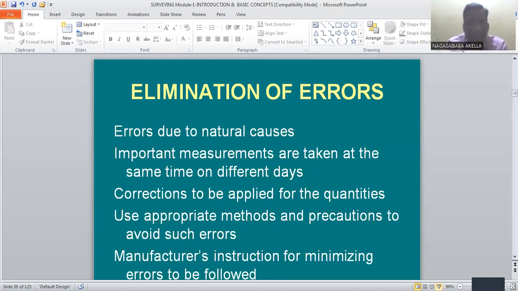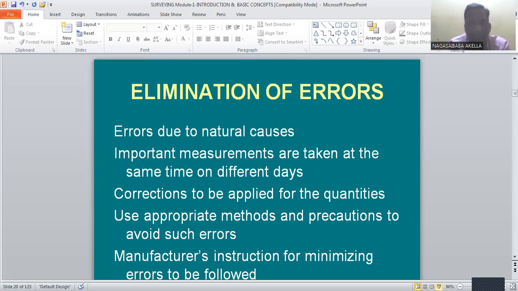Errors due to natural causes. Important measurements should be taken at the same time on different days. So if you have to do survey continuously, then take the readings at the same time. Today morning 10 o'clock, tomorrow morning 12 o'clock, don't do. Daily 10 o'clock you do the survey. Corrections to be applied for the quantities. So you have to apply corrections, like if it is a tape, sag correction and pull correction have to be applied.